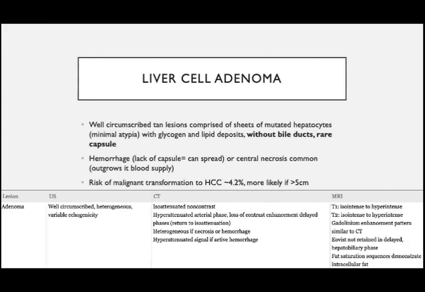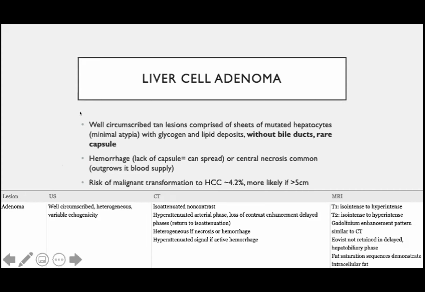The problem with these is that they can hemorrhage, and because there's no capsule, it can spread to cause hemoperitoneum. Central necrosis is also common because the lesion outgrows its blood supply. It does have a risk of malignant transformation to HCC, greater than 5%, which is an important point.